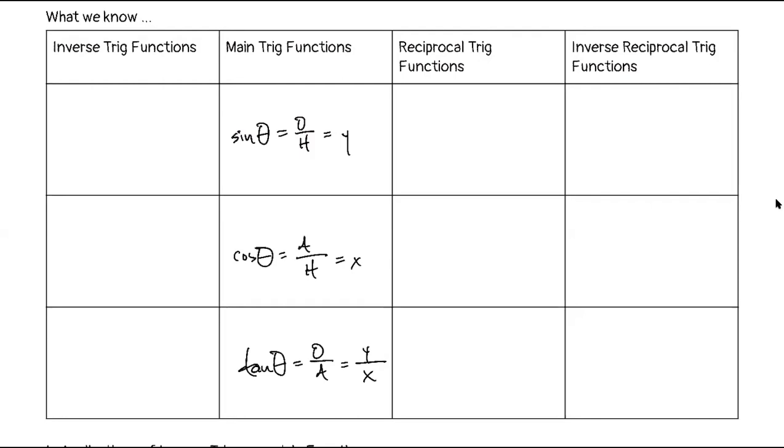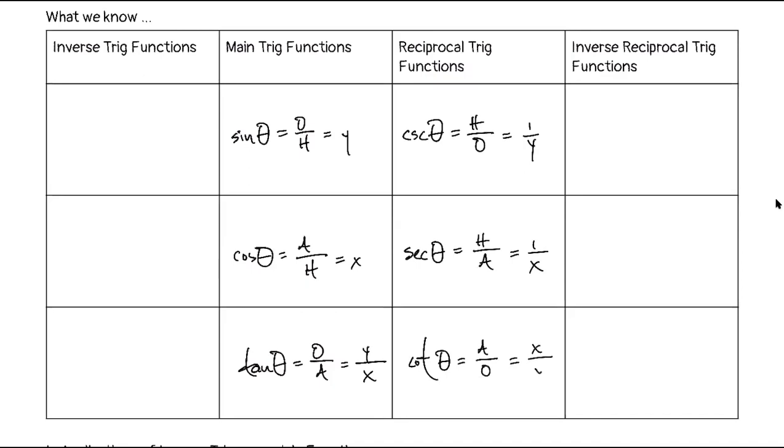These were our main trig functions, and then we talked about our reciprocal trig functions. So the reciprocal of sine was cosecant, and so that made it hypotenuse over opposite, or 1 over y, right? And then the reciprocal of cosine was secant theta, which was hypotenuse over adjacent, which was 1 over x, right? And then our last reciprocal function was cotangent of theta, and that was adjacent over opposite, or x over y, right? So these were the functions that we started working with last week.